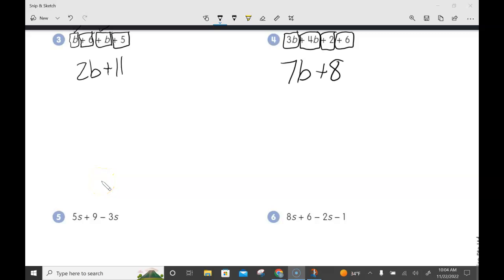And why did we not combine the 2 and the 6 to the 3b and 4b? Because it's an unlike term. And remember, unlike terms will have different variables. So we can see 3b and 4b have the variable of b, and 2 and 6 just don't have the variable of b at all. So those would be considered unlike terms, so we do not combine those terms with each other.